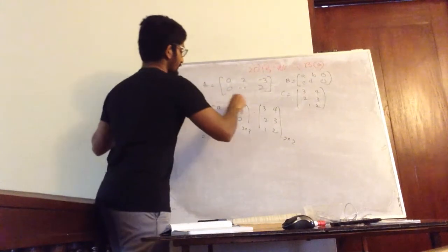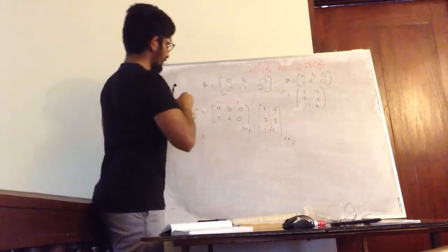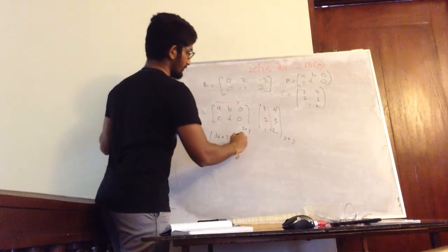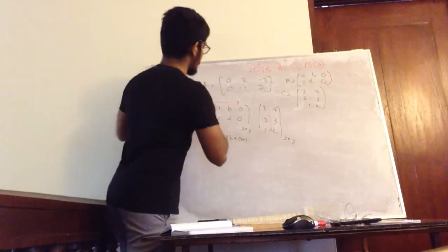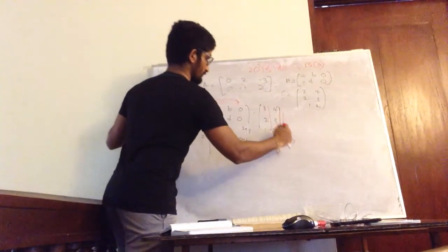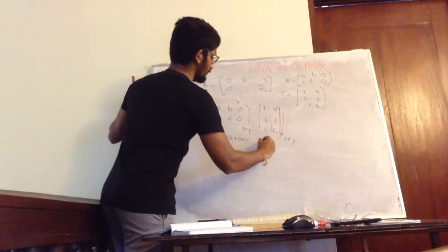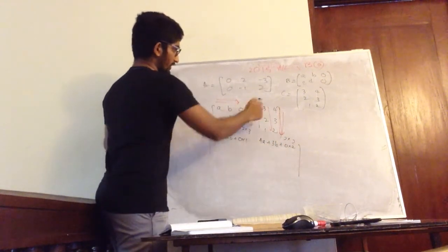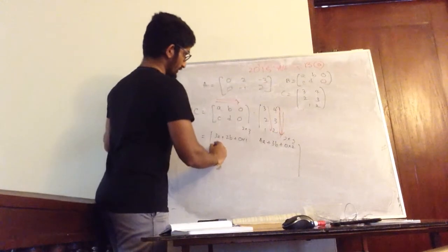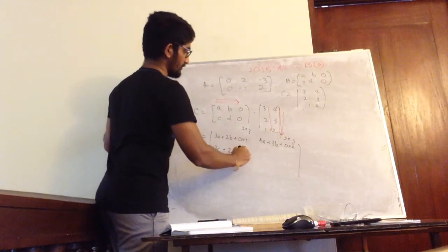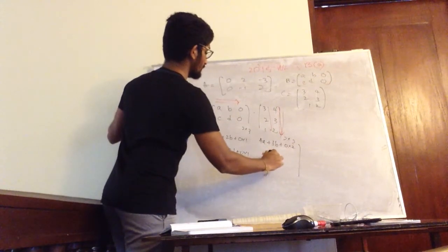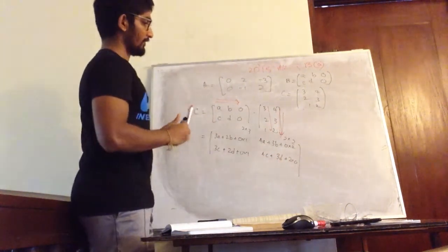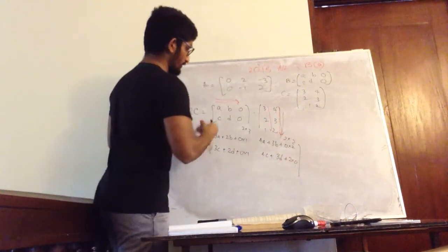Again, what is this? That means 3a plus 2b plus 0 times 1. So here you will get 4a plus 3b plus 0 times. In a similar way, 3c plus 2d plus 0 times 1, and 4c plus 3d plus 2 into 0. Correct, no?